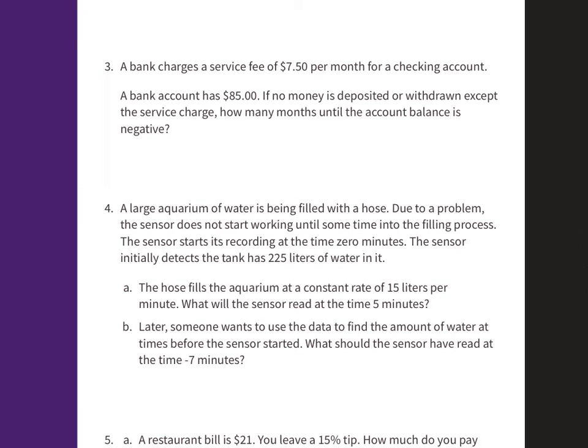And later someone wants to use the data to find the amount of water before the sensor started. What should the sensor have read at negative 7 minutes? So we're going to go 15 liters times 7 and then subtract that from 225. So 225 minus that answer, okay?